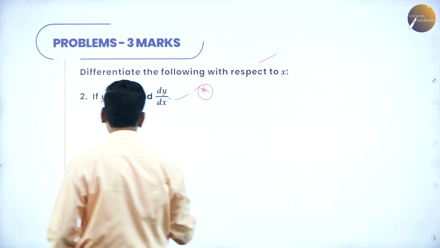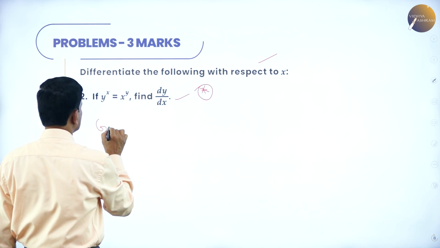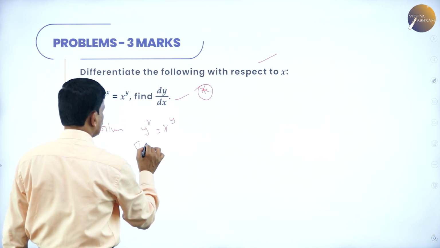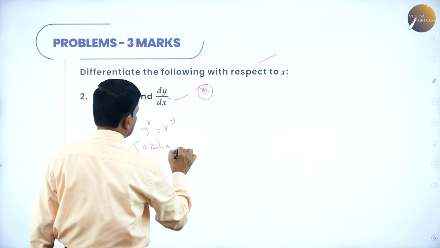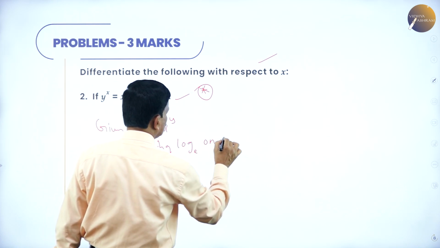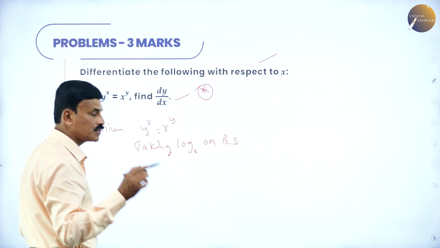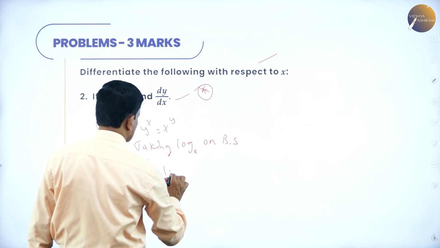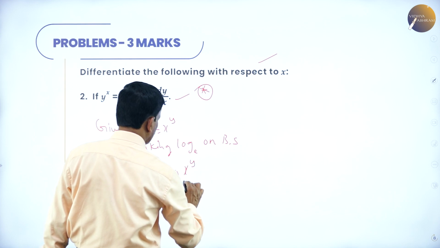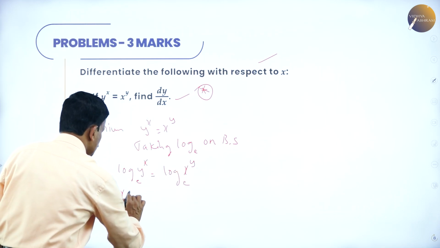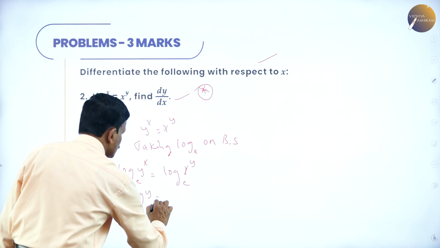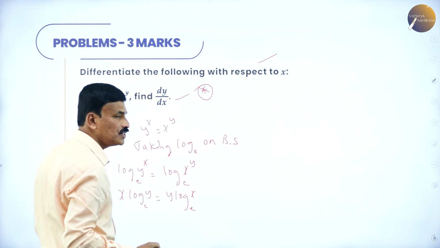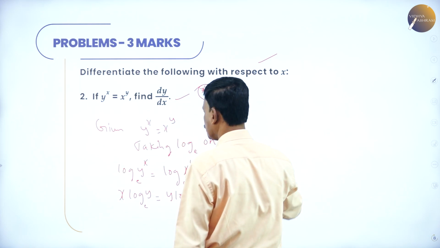Now this can be differentiated. Given y to the power of x is equal to x to the power of y. Taking log to base e on both sides, this becomes logarithm of y to the power of x to base e is equal to logarithm of x to the power of y to base e. This comes down as x log y is equal to y log x. Now differentiating with respect to x on both sides.